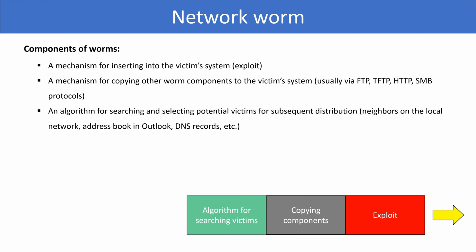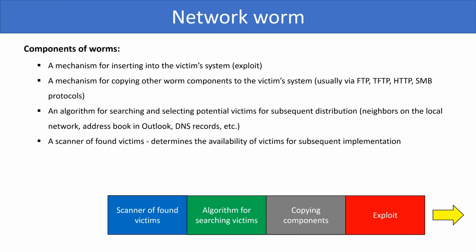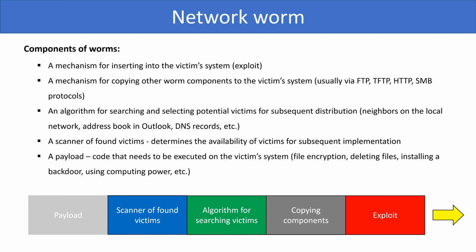Once all components are loaded, the worm starts searching for potential victims for subsequent infection. It checks the Outlook address book to send itself to all recipients and infect their computers. It might also check the ARP cache to determine which computers the compromised computer interacted with on the local network. Overall, the algorithms for finding potential victims can vary, and worms may use one or several algorithms simultaneously. Next, it's necessary to scan the identified targets to determine if they're on the network. If they're available on the network at that moment, the worm infects them.